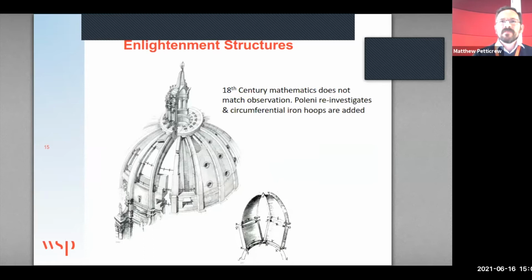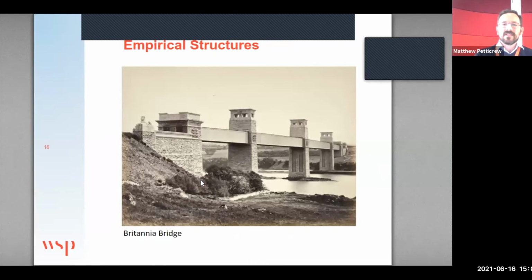Certainly in France and Germany, they started to progress down the route of academic institutions to study science and maths of engineering. Whereas in the UK, we tended to pursue a more experimental or empirical approach for a longer period of time. And that's the reason why I have chosen my next group of structures to be called empirical structures. And Britannia Bridge is a particularly good example of the empirical approach.